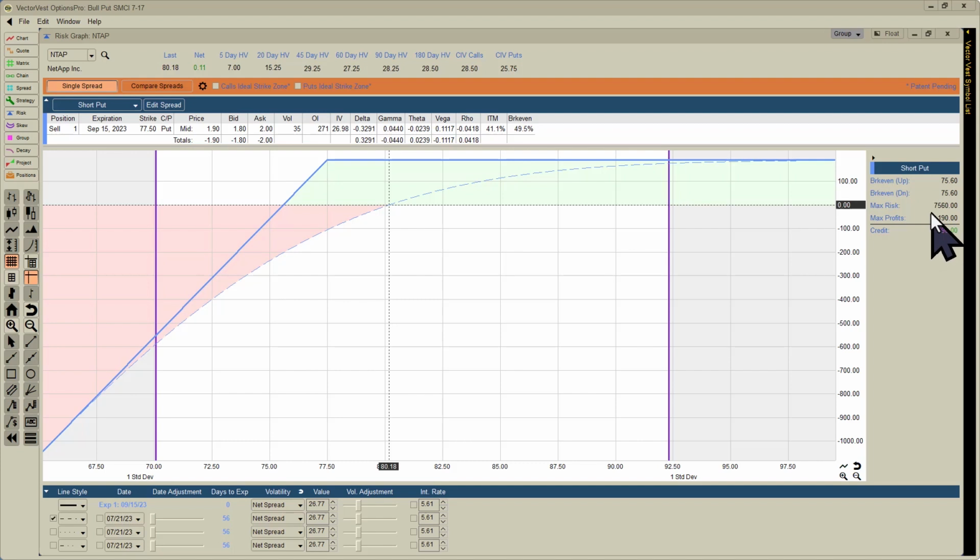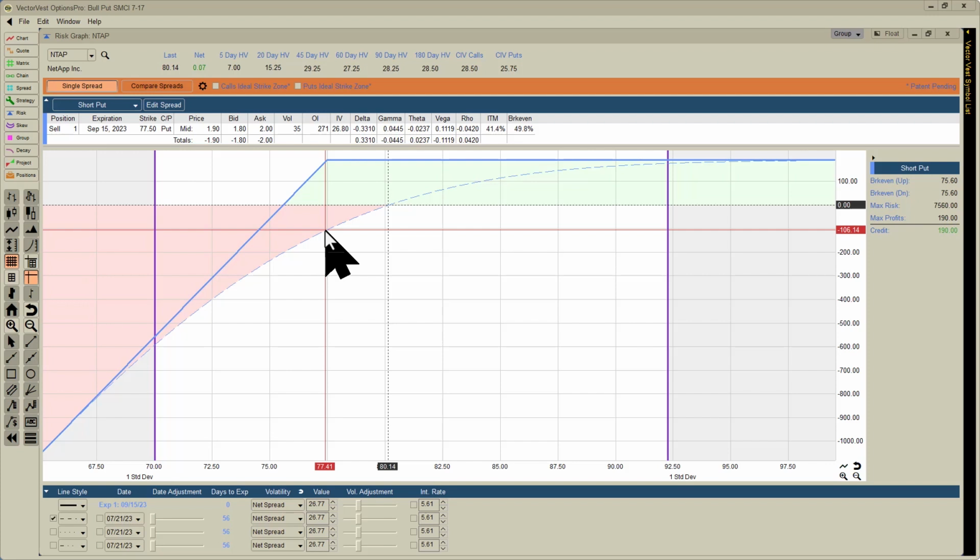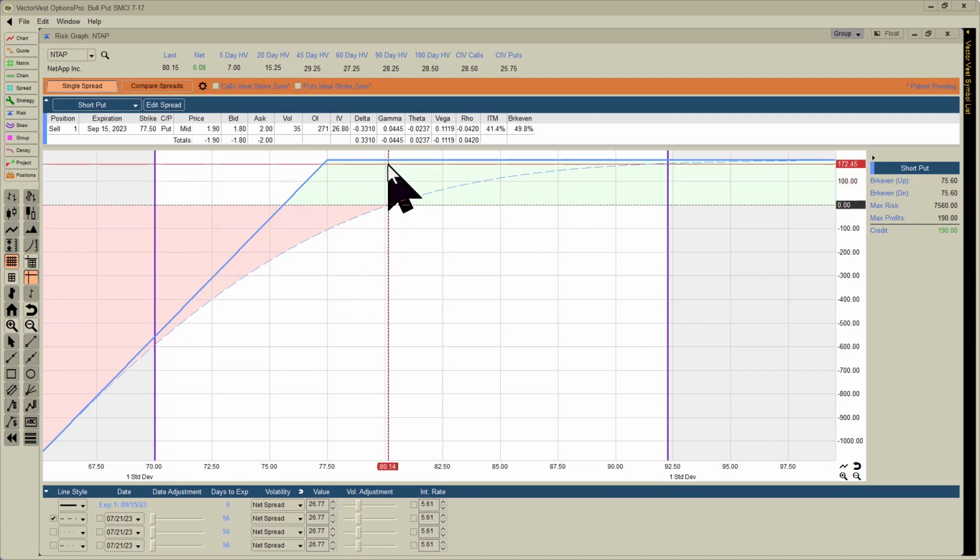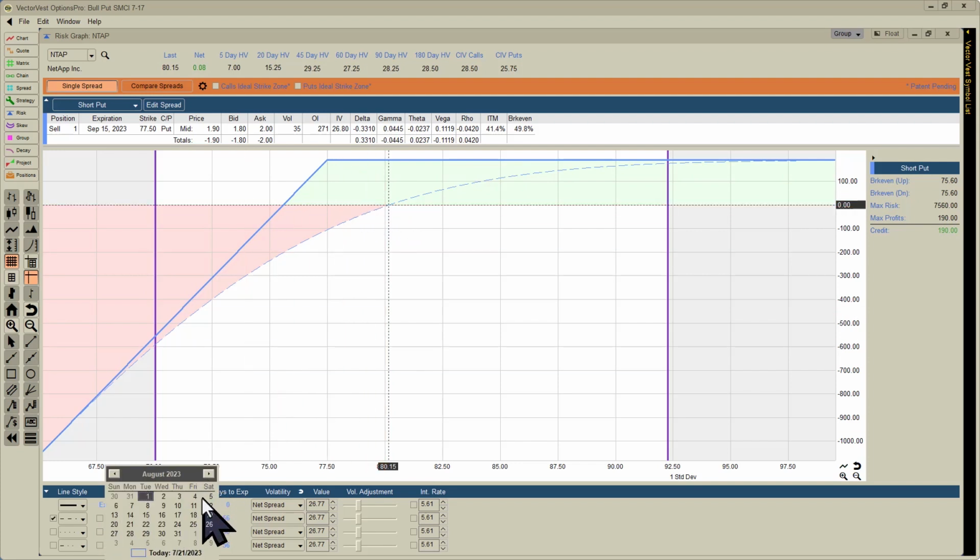Now, if you look at the risk, that risk is really scary at $7,560, but that's if the stock goes to zero. We're not going to let the stock go to zero. We're going to exit this trade if we fall below 77.50. What that's going to do is limit my risk to only about $106. I can make up to $190 with only a $106 risk. And the beauty of this is, if the stock goes sideways, I make money.